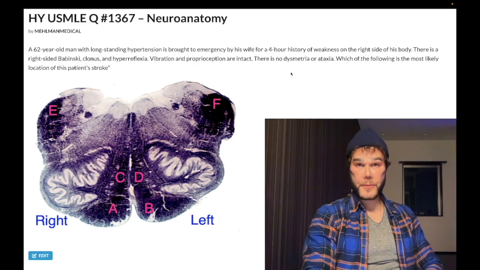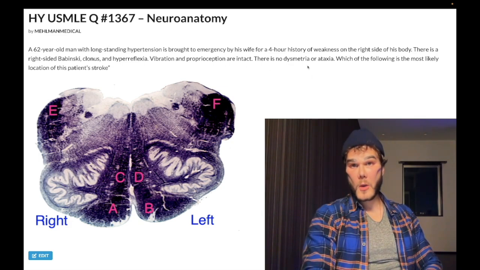In this vignette, we've got weakness, and we've got three upper motor neuron findings: Babinski, clonus, hyperreflexia. That sounds like the corticospinal tract, doesn't it? Okay. Vibration, proprioception are intact. That means our dorsal column's not affected, right? Okay. There's no dysmetria or ataxia. Dysmetria, inability to judge distance properly, finger nose testing, shin heel testing. Ataxia, wobbly gait. This sounds like cerebellum. Means our cerebellum's not affected, right? Okay. This is what you need to know.